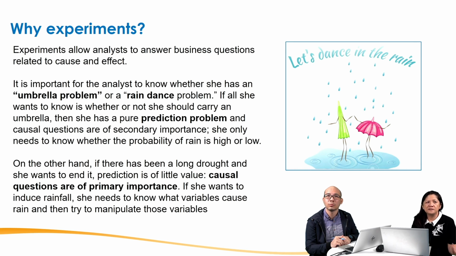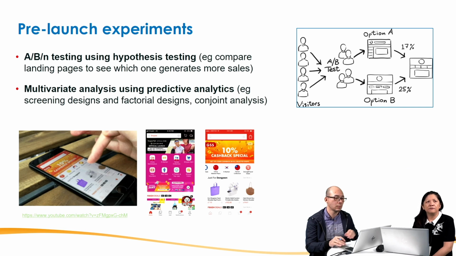So if you want to induce rainfall, then you need to know what variables will cause the rain, and you try to manipulate these variables. And that's what experiments are all about, using cause and effect. So how do we conduct experiments?